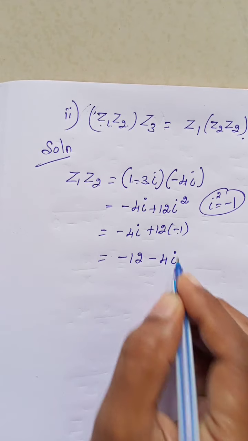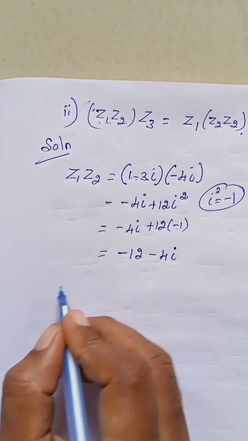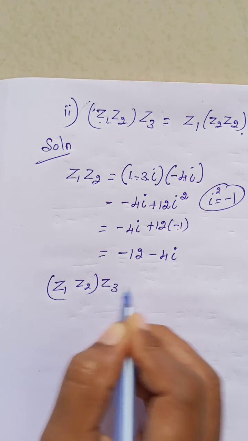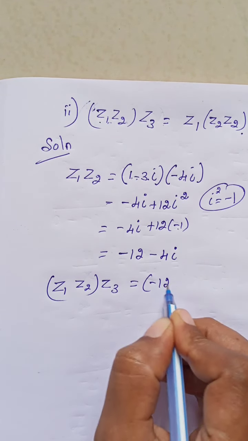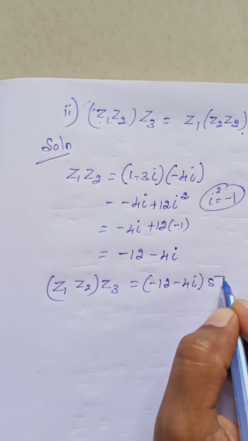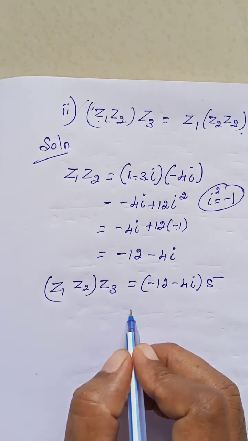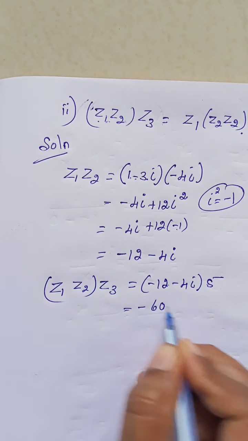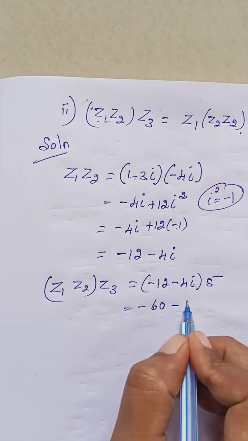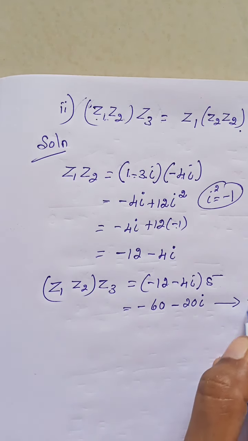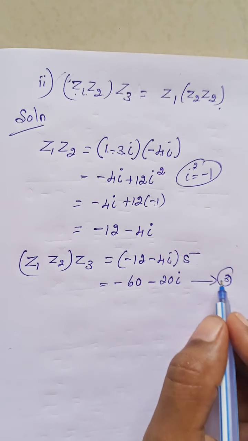Writing the real part first, that is minus 12 minus 4i. Now the left hand side together, Z1 Z2 into Z3, is minus 12 minus 4i into Z3, the value is 5. Now multiply: minus 12 into 5 is minus 60, minus 4 into 5 is minus 20i. Again I am taking it as equation number 3.